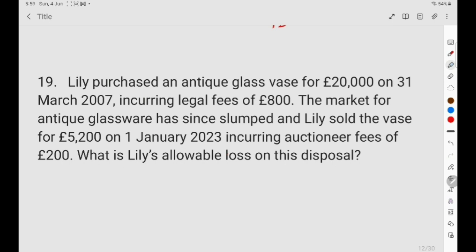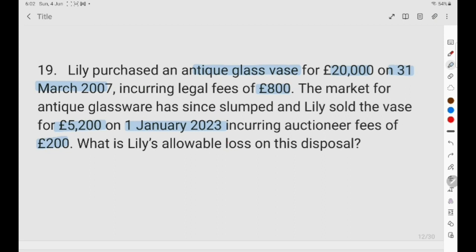Next question is about calculation of capital gain. Lily purchased an antique glass vase for 20,000 on 31st March 2007, incurring legal fee of 800. The market for antique glassware has since slumped and Lily sold the vase for 5,200 on 1st January 23, incurring the auctioneer fee of 200. What is Lily's allowable loss on this disposal? So we have to calculate the allowable loss.